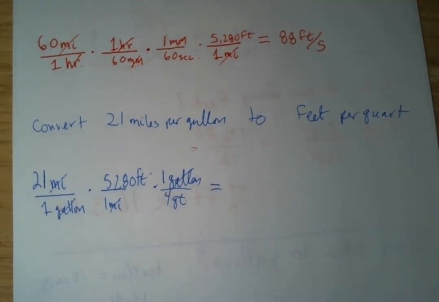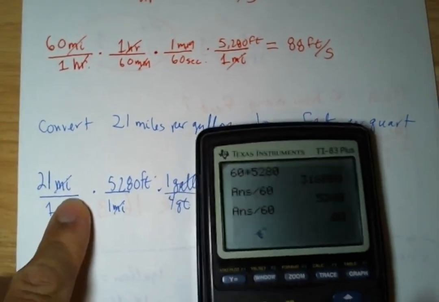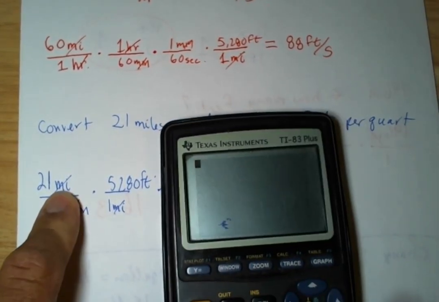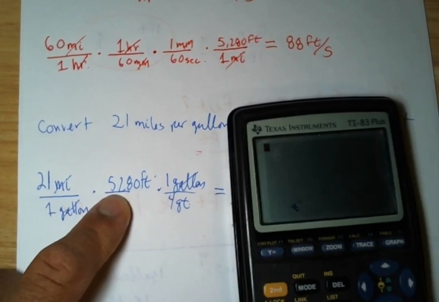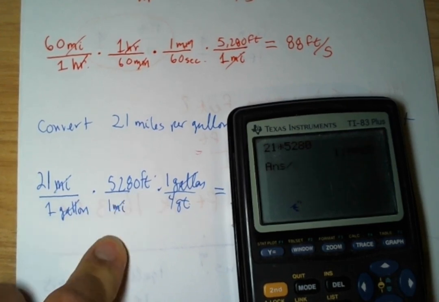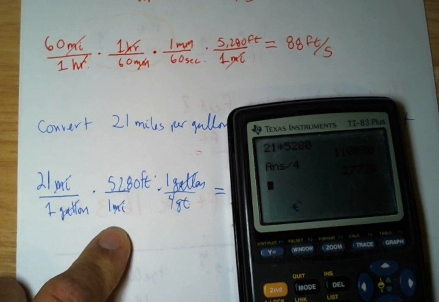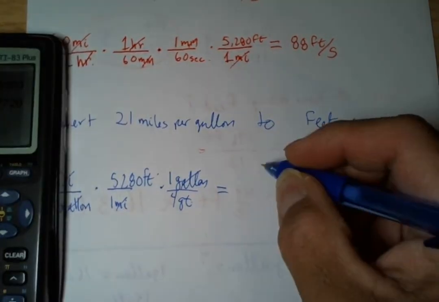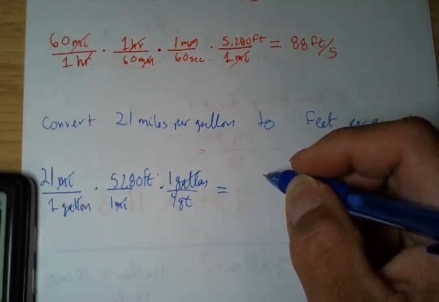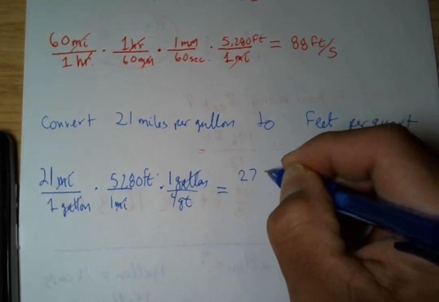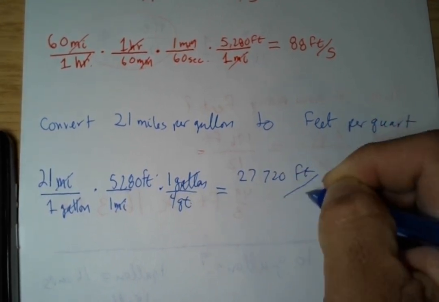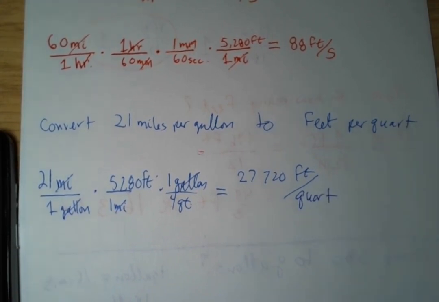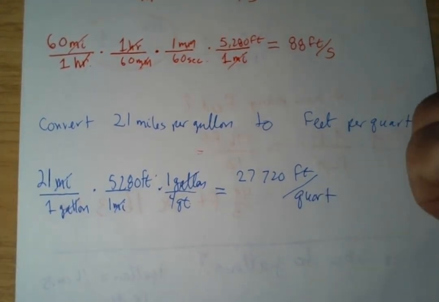So now when it comes down to the calculation, again here, just take your calculator out. Let's do numerators, 21 times 5,280. And then we divide by 4. Okay, and we get 27,720 feet per quart. All right, and that is how you convert rates.